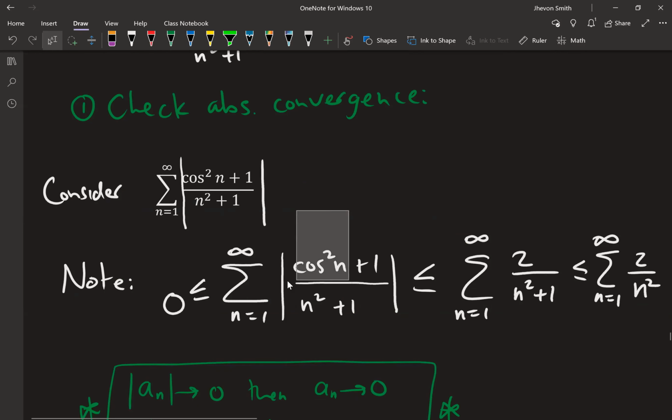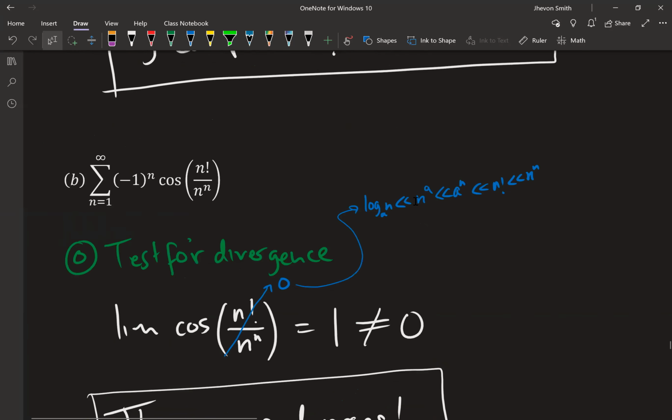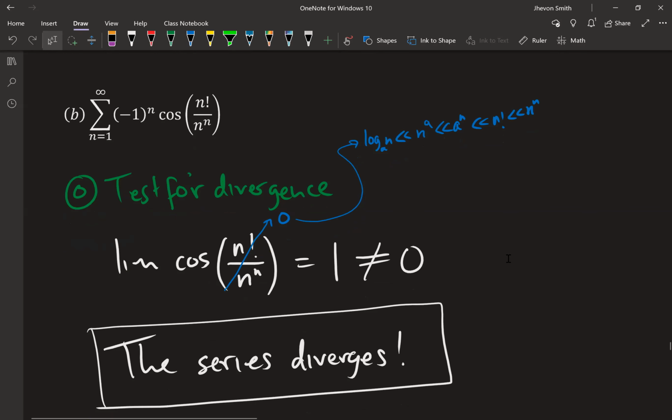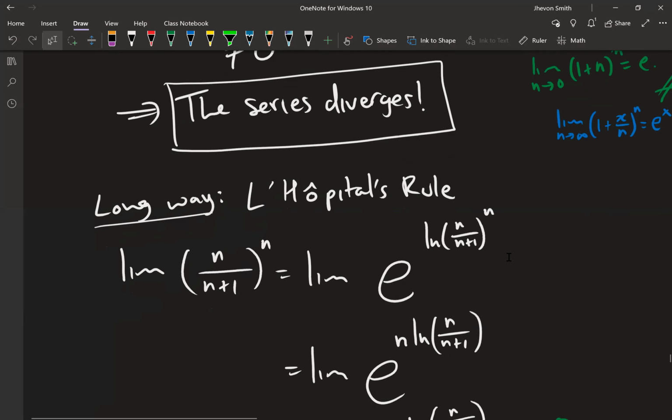The takeaway here is to remember, if you see a trig function with absolute values bounded above by a constant, get rid of the trig function altogether, and you'll see more clearly what to do. This one converged right away. This one here, the test for divergence gave us divergence right away. This one here, we did the test for divergence, and we got divergence with a little bit of intense computation.